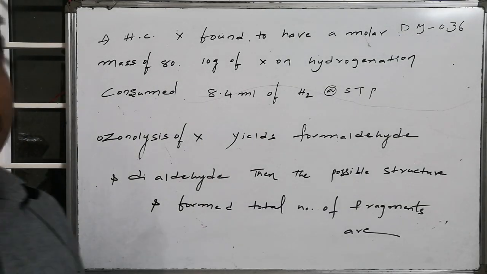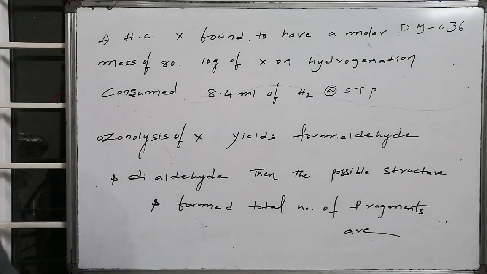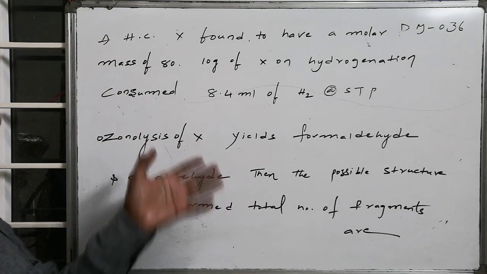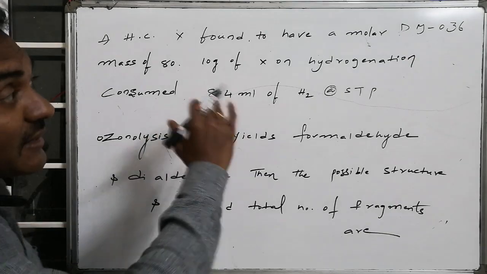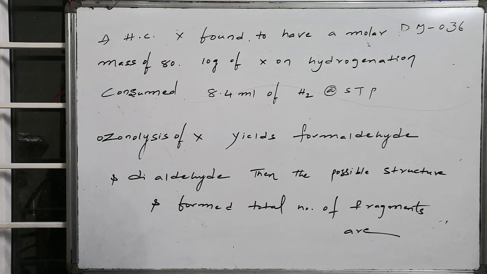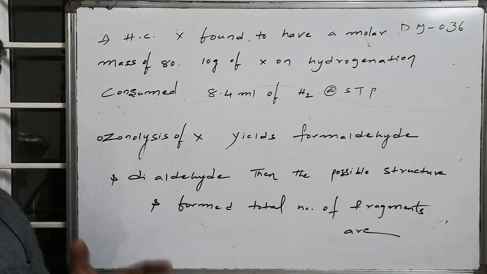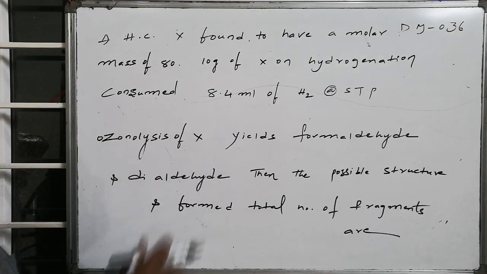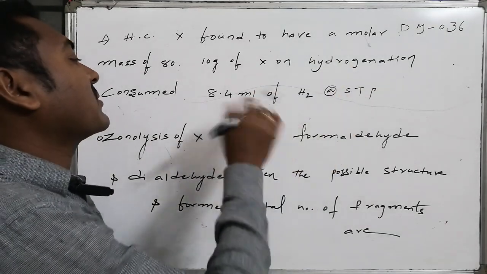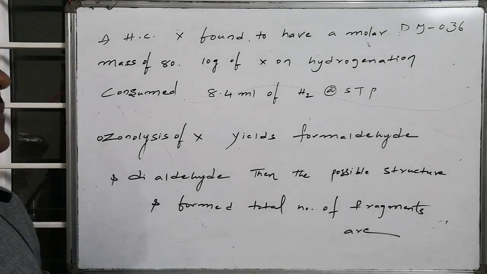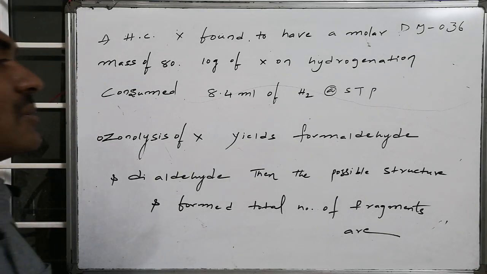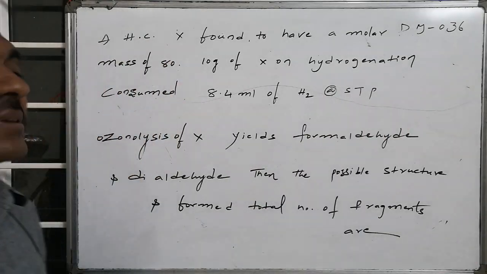A quite interesting question related to hydrocarbons: a hydrocarbon X is found to have a molecular mass of 80, and 10 grams of that hydrocarbon is subjected to hydrogenation. As a result of that hydrogenation, the amount of hydrogen consumed is calibrated, and its value is indirectly provided as 8.4 ml of hydrogen gas consumed under standard temperature and pressure.